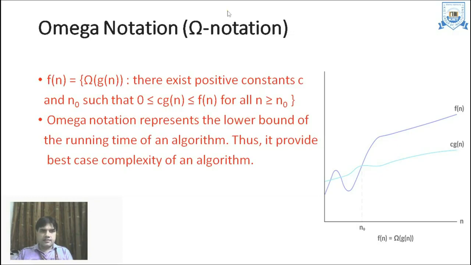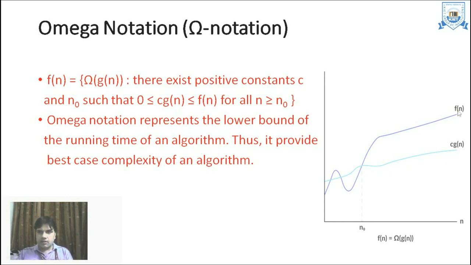This notation says that if we have two functions f(n) and g(n), we can say that f(n) is omega of g(n) only when we are able to find some constants c and n naught, where c times g(n) is always less than or equal to f(n). In the previous case it was greater, now it is less than or equal to f(n). If there exist certain constants c and n naught for which c times g(n) is always less than f(n), then we say that f(n) is big omega of g(n).